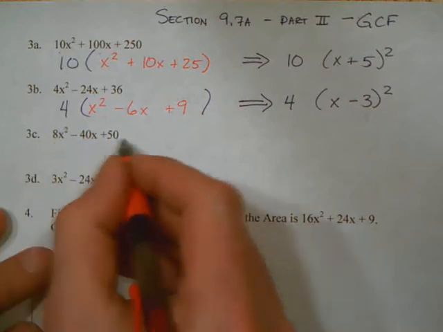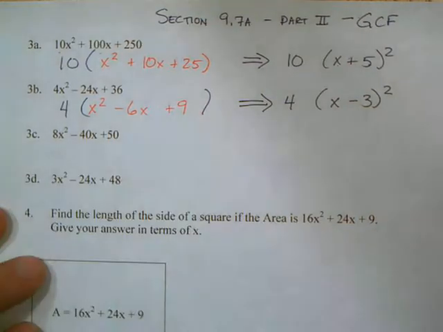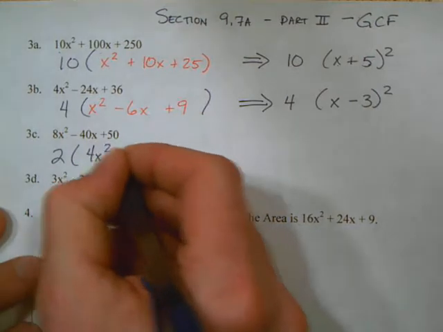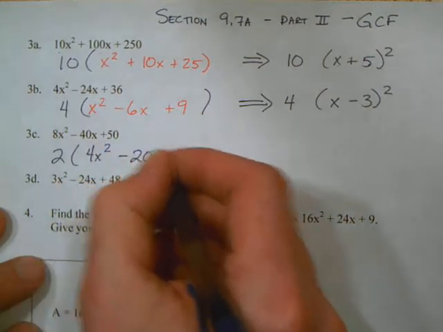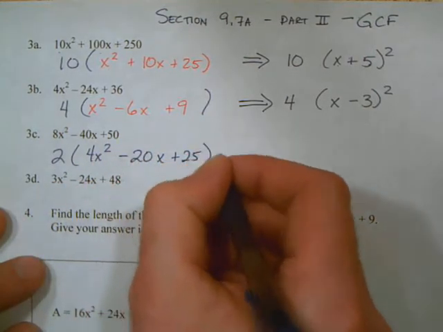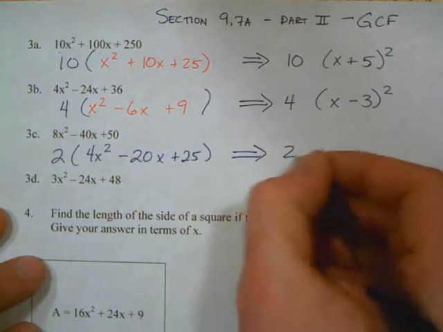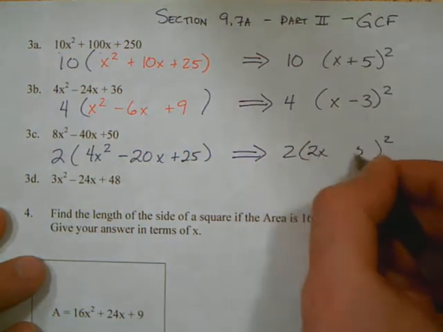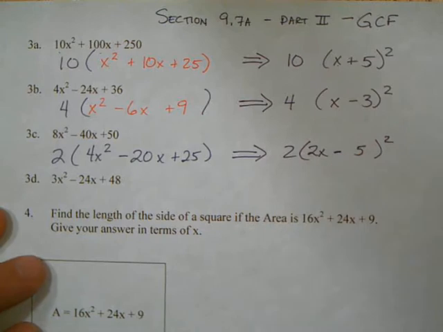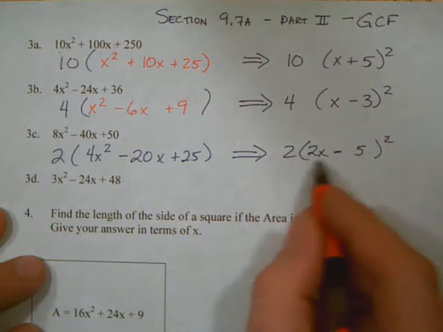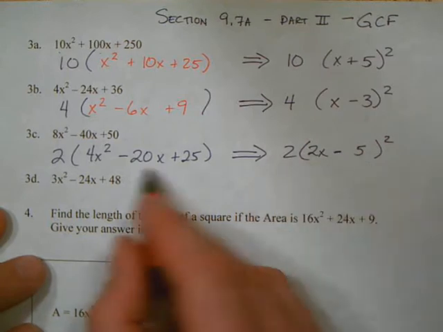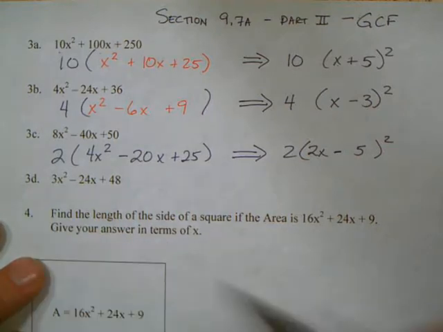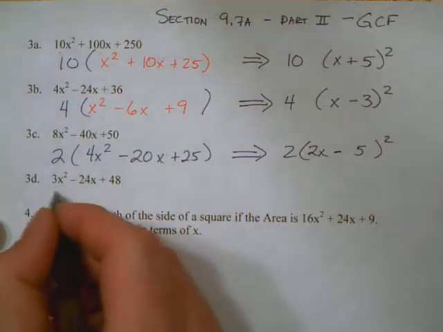Our third one here, our GCF between these three is 2. So if we take a 2 out, we'll have 4x squared minus 20x plus 25. Are both of those perfect squares? They sure are. That's 2x and 5 with a minus in the middle. We need to remember to check, is 5 times 2 doubled 20? It is.